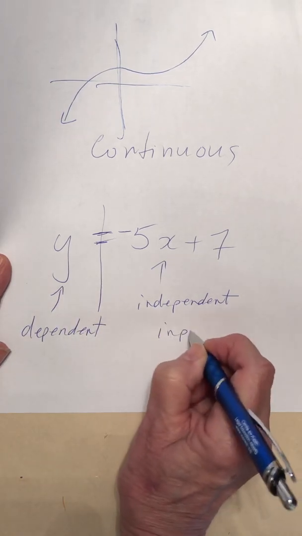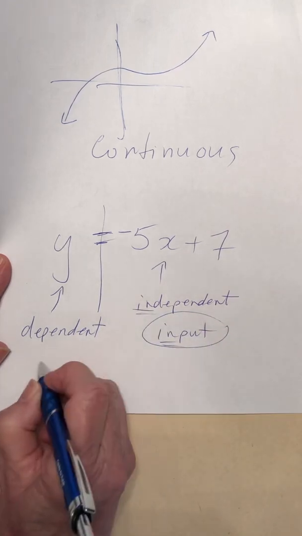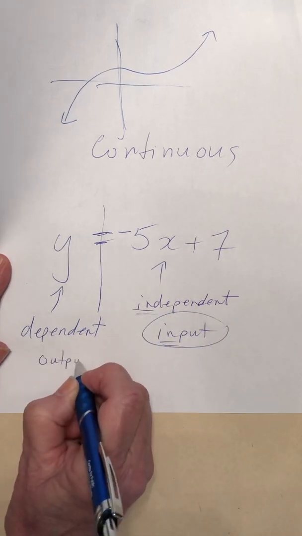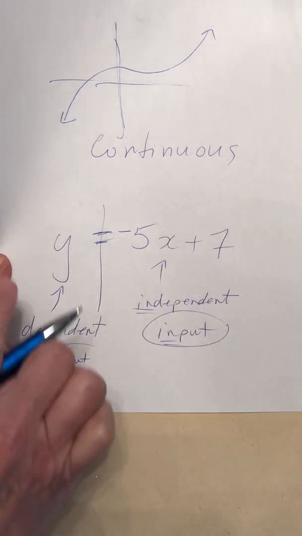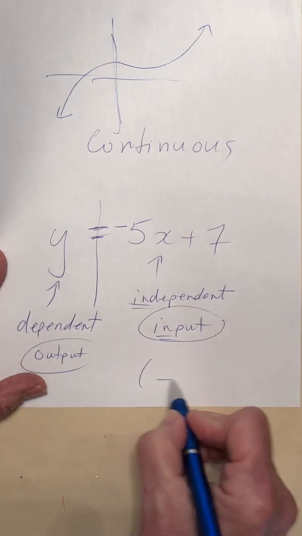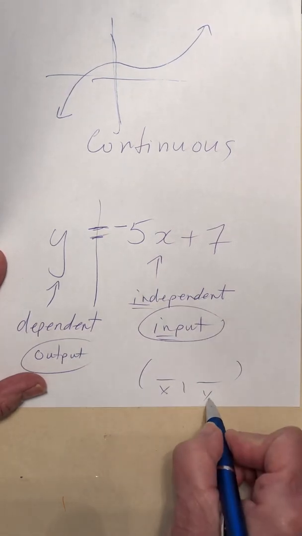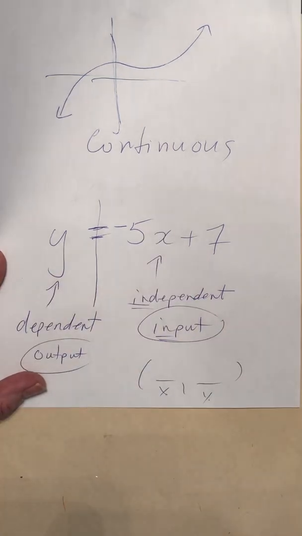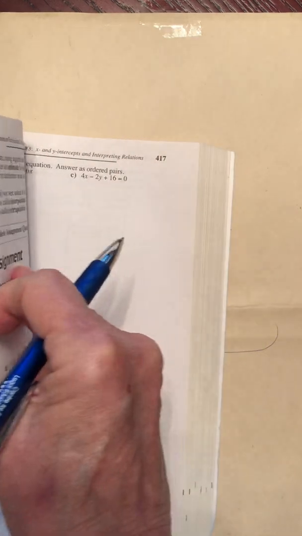Sometimes this is called input. Independent is input. Sometimes this is called output. So what you put in influences what you get out. But everything really then can just be written as what went in for x, what you got for y. You now have some points. So that's why this is a relation. So that was your second lesson. Then the third lesson talked about x and y intercepts. So we jump to page 413.